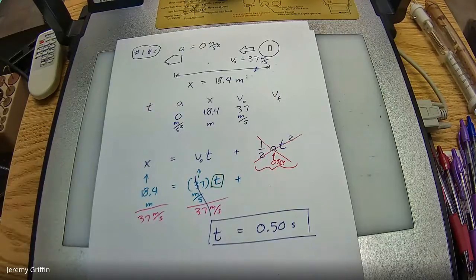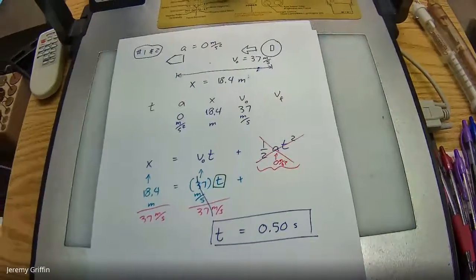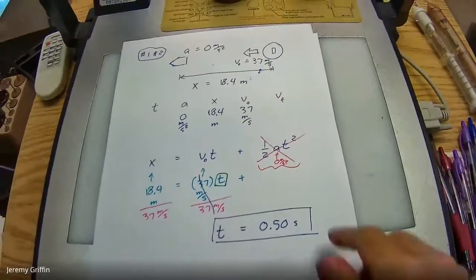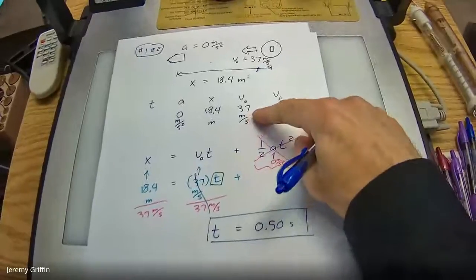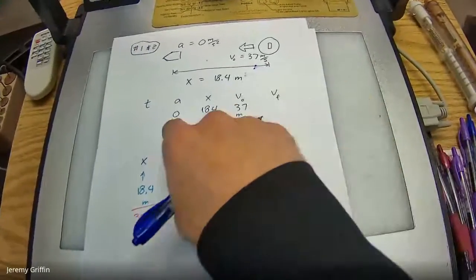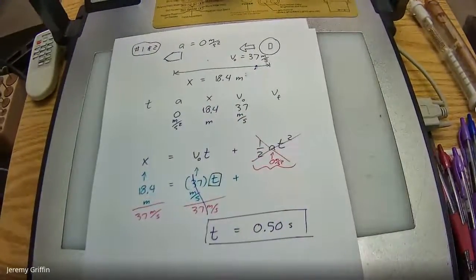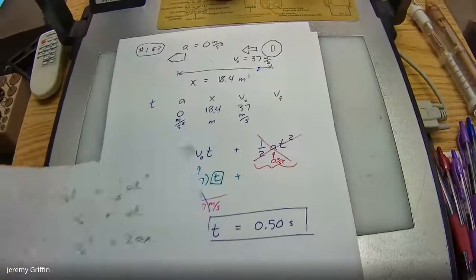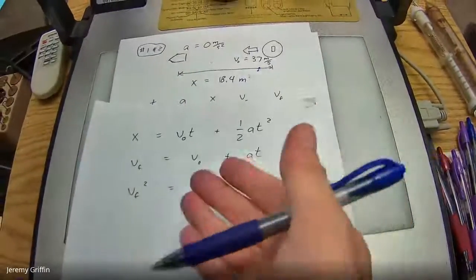Now, the follow-up question was, how fast is the ball crossing the plate? How many of you guys know the answer already? How fast that ball crosses the plate? Who knows? Oh, yeah. What do you think, Ezra? Yeah, it has to be the same as V naught because the ball is not accelerating, right? But if you really wanted to be absolutely formulaic about it, I guess you could pick one of these formulas.